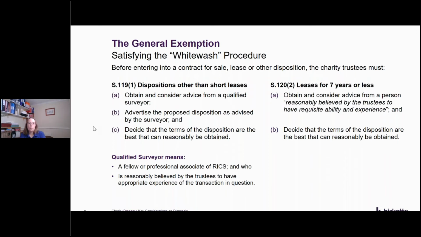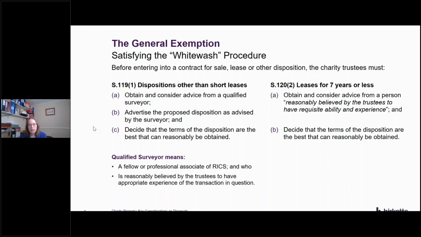So the other part of the general exemption relates to short leases. When we say short, we tend to mean leases less than 7 years. That's because the Charities Act draws this distinction. Also worth noting that the Land Registry has that distinction as well, because leases of more than 7 years must be registered at the Land Registry. So short leases, anything less than 7 years.